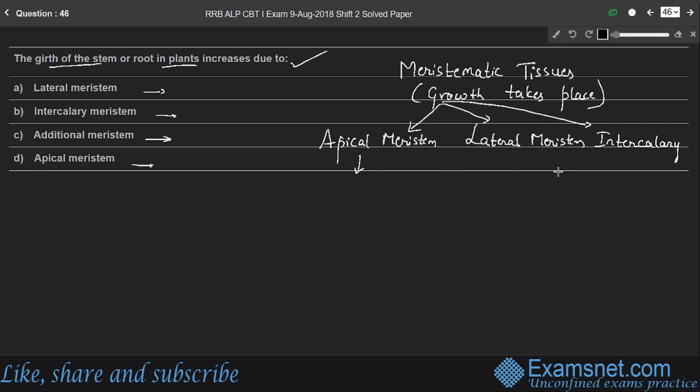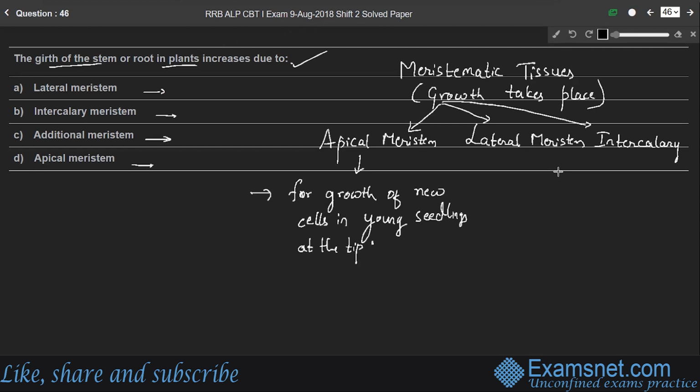At the tip of roots and shoots forming buds, so it is responsible for growth of new cells in young seedlings, mainly at the tip of roots and shoots.